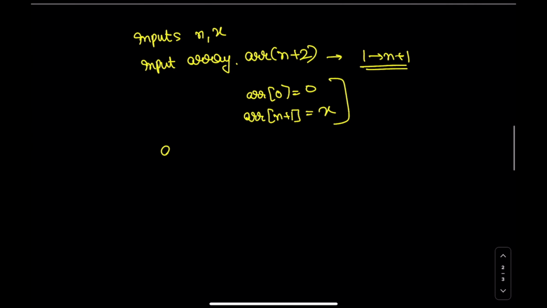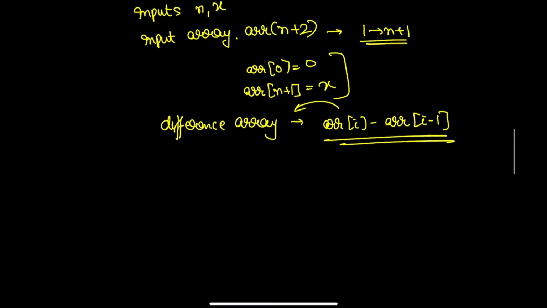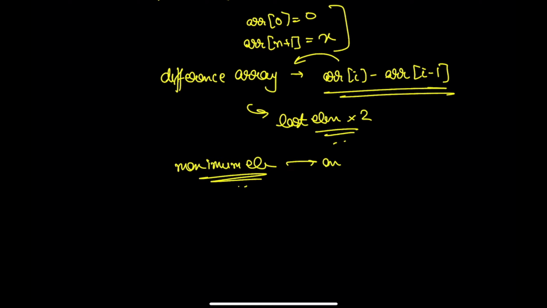Now again we'll make a difference array. We'll populate it using arr of i minus arr of i minus 1, it will contain these values, and the last element we multiply by 2 and then find the maximum element. That would be our answer. I hope you got it. Now let's move on to the coding part.